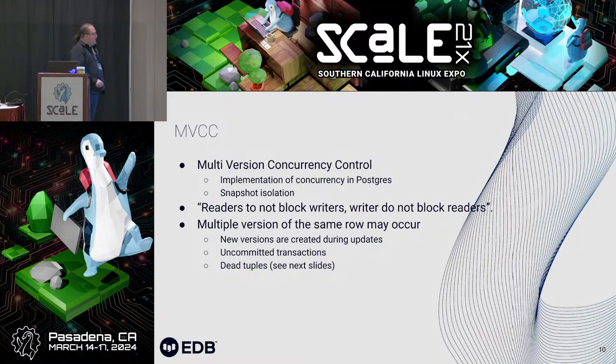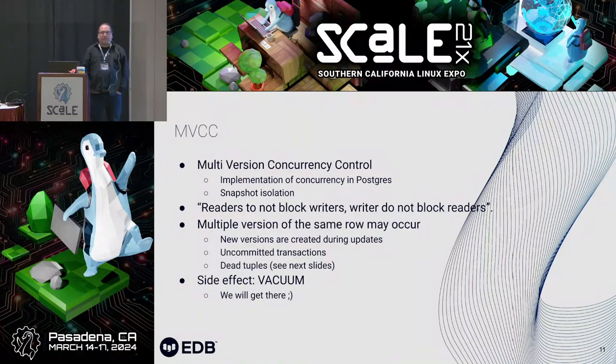So we can have multiple versions of the same row in a database. Because when we run an update in Postgres, basically it's an insert and delete. We insert a new version of the row. That's where the version comes from. And then we mark the previous version as deleted. Actually, it's not physically deleted. We will get there. And there can be some uncommitted transactions as well, which causes multiple versions of the same row. And one of the most important things, which most people dealing with Postgres have probably heard of, is dead tuples, which we will talk about in the next slides. This is a side effect of MVCC.